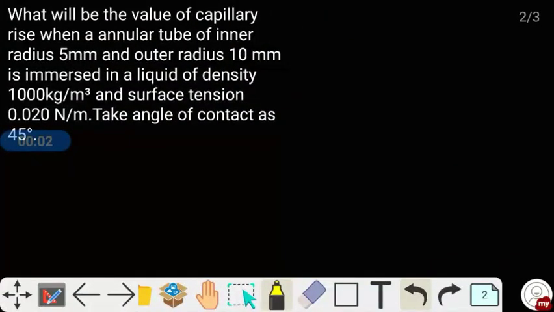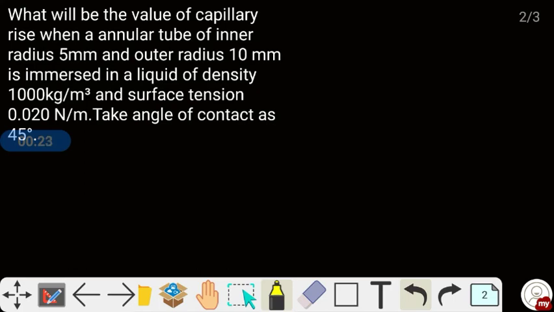Question reads like, what will be the value of capillary rise when an annular tube of inner radius 5 mm and outer radius 10 mm is immersed in a liquid of density 1000 kg per meter cube and surface tension is 0.020 Newton per meter and take the angle of contact as 45 degree.